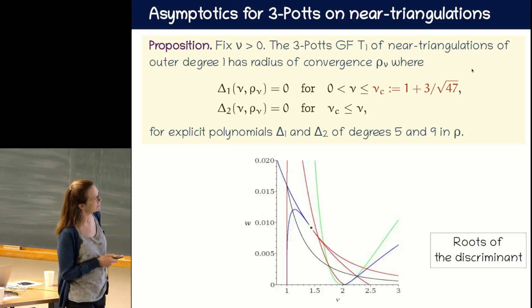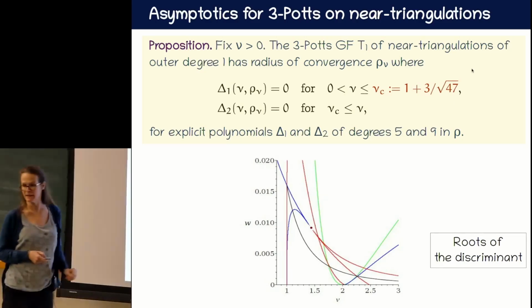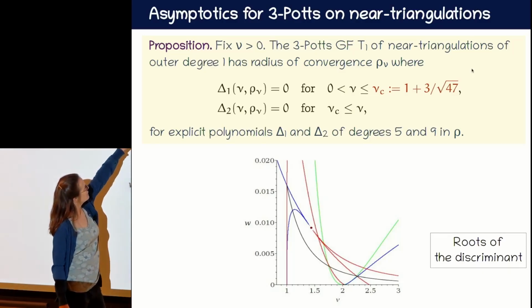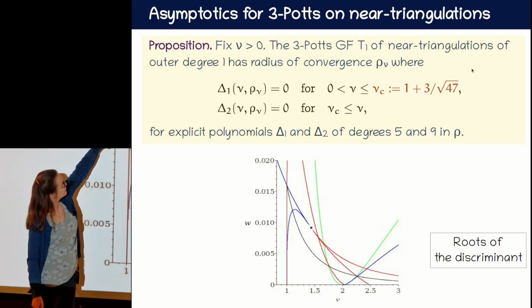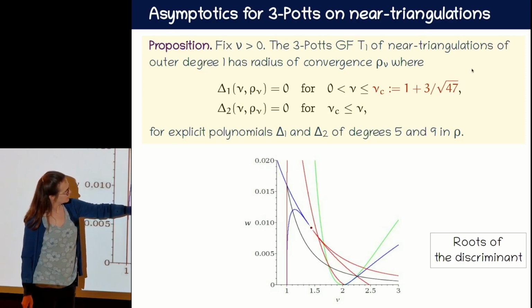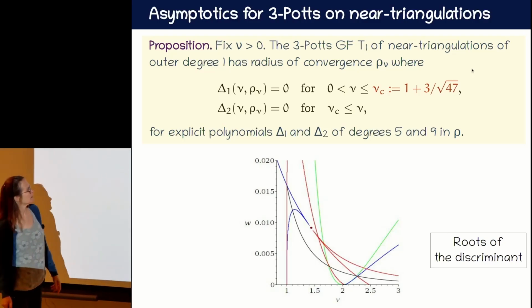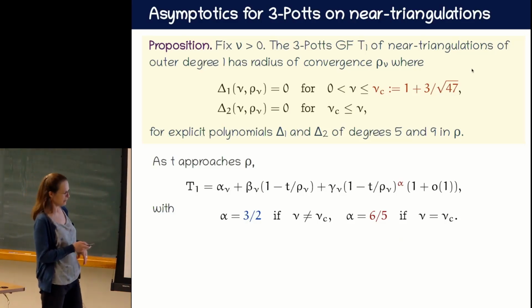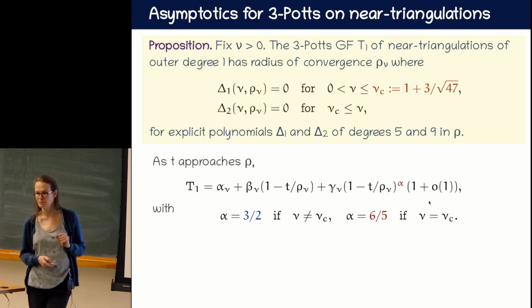So if you look at the roots of the discriminant of the minimal polynomial, as you should, you get a fairly complicated landscape. And what happens for the radius: you start at 1/8, you go down this blue curve until the critical point, and then you embark on this top red curve here. So that's the location of the radius. And in terms of the nature of the singularity, we have a critical exponent alpha that is generically 3/2, but 6/5 at the critical point.